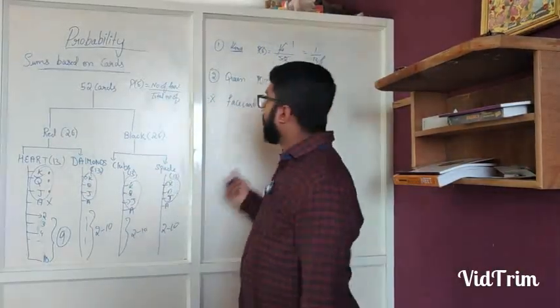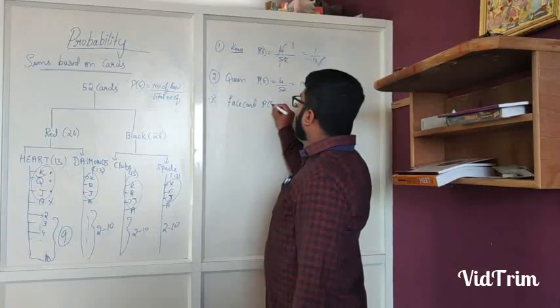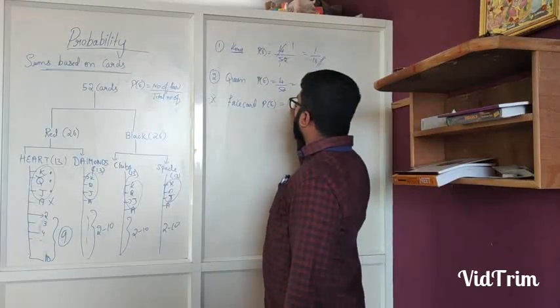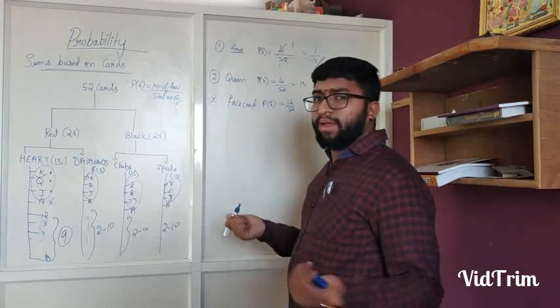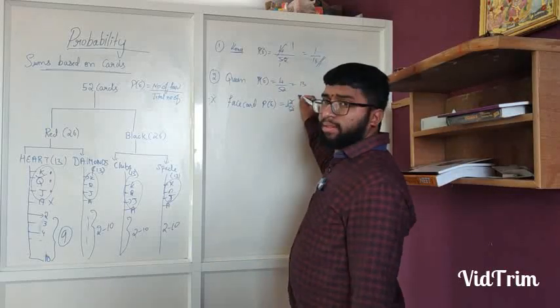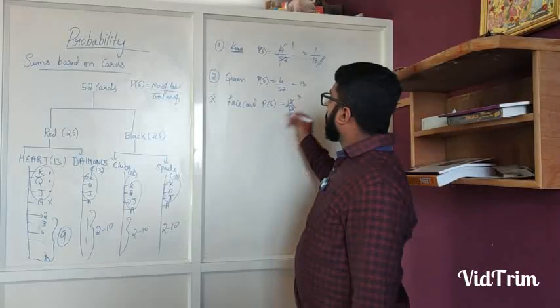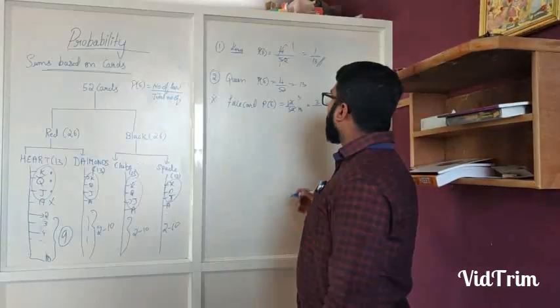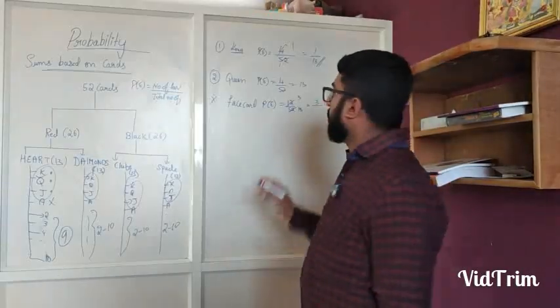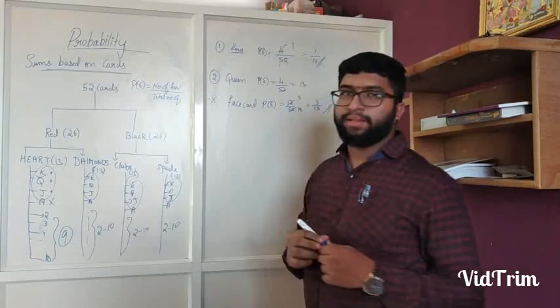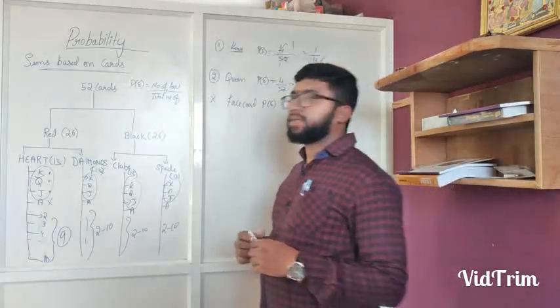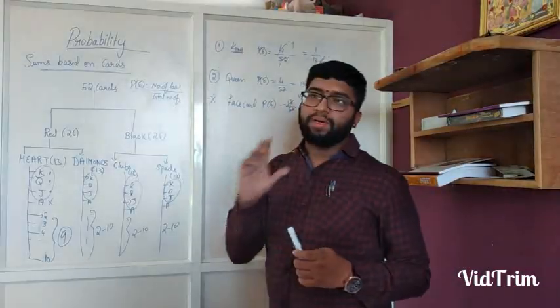4 3s are 12. So the probability of the event is something like 12 by 52. If you want to simplify, the probability of getting a face card is 12 by 52, which is nothing but 3 by 13. We get the answer as 3 by 13. Okay, so that is about what we call a face card.